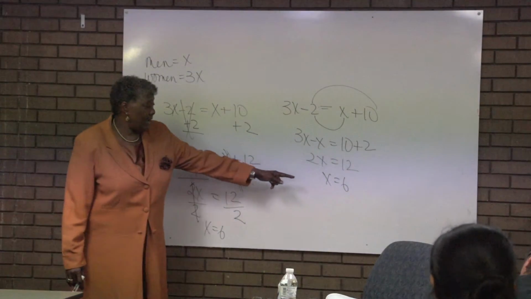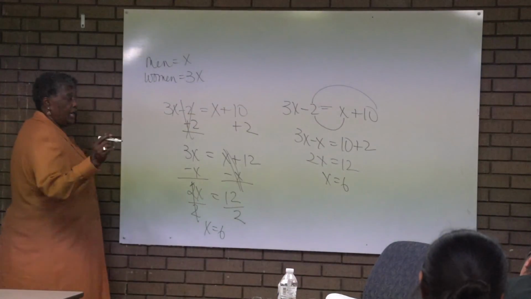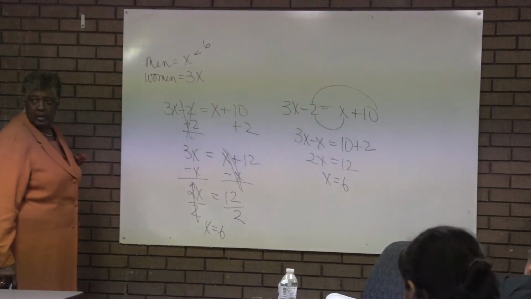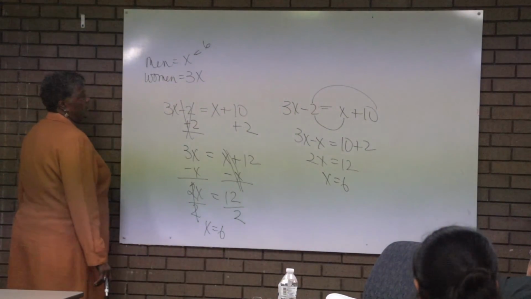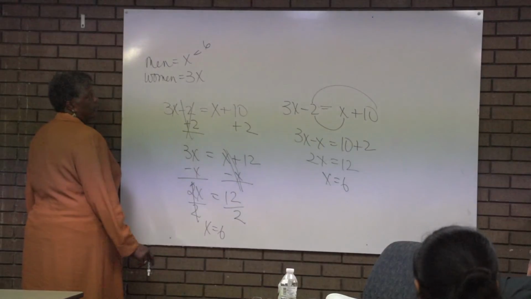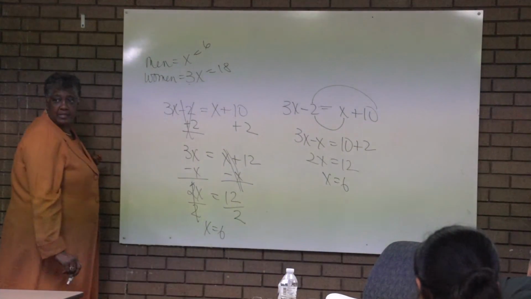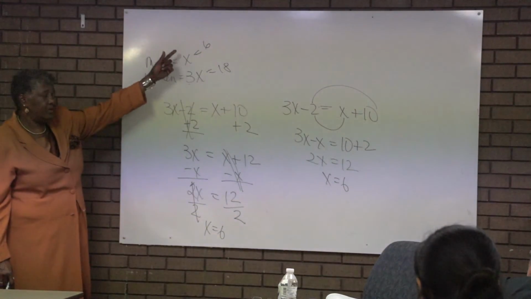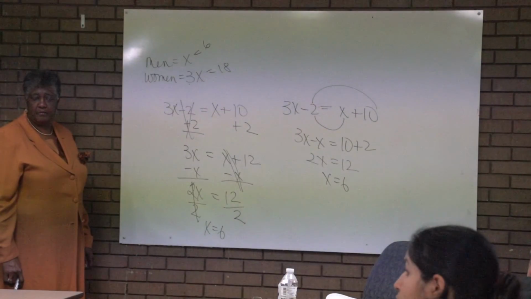Now that's x. So that's what? Men. And the question asks you for both. So how many women are there then? 18. Because there's 3 times x women. So now I know there are 18 women and 6 men in that class. You see how you can figure that out?